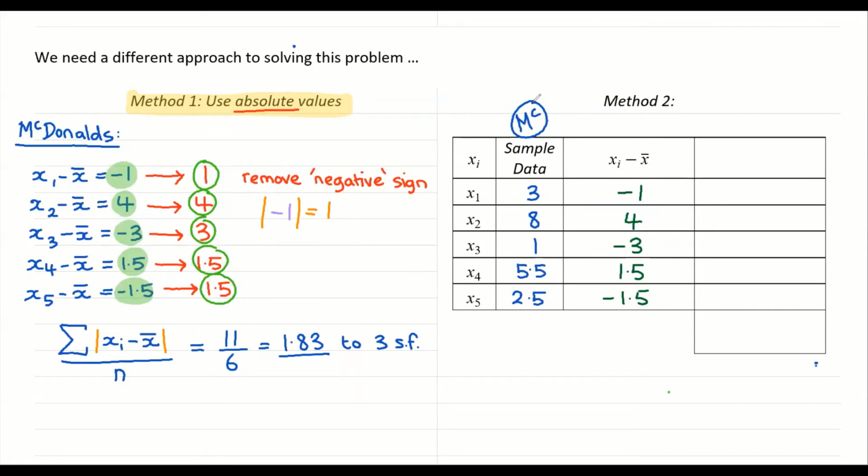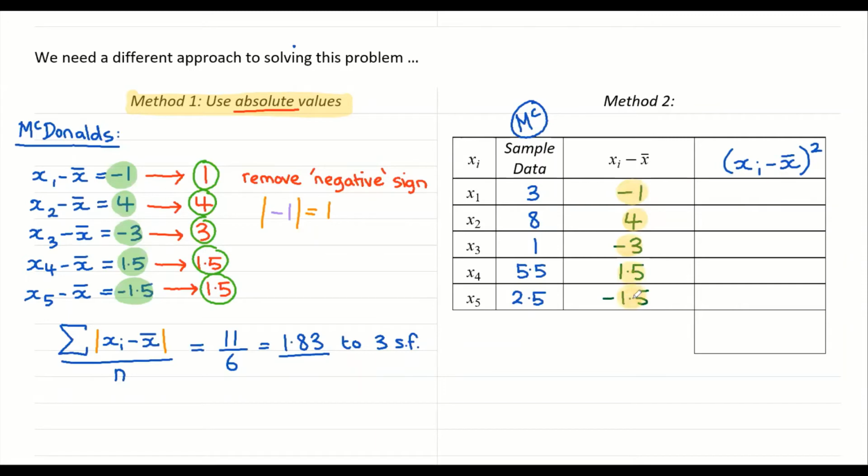Well, the answer is yes, we can. And the way to remove negative signs is to square the numbers. Let's get rid of those first. So if we square the numbers, we're going to be taking the square of xi subtract x bar. I'm going to square the whole thing. So in other words, we're going to square each of these, okay?